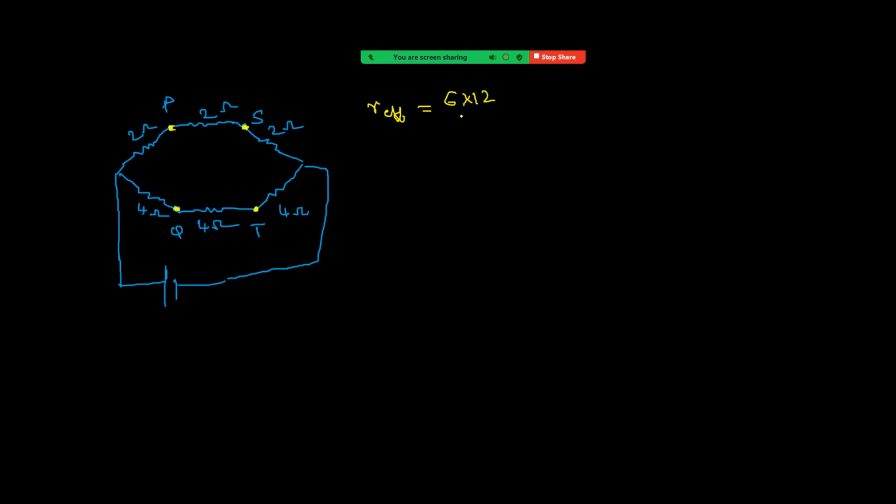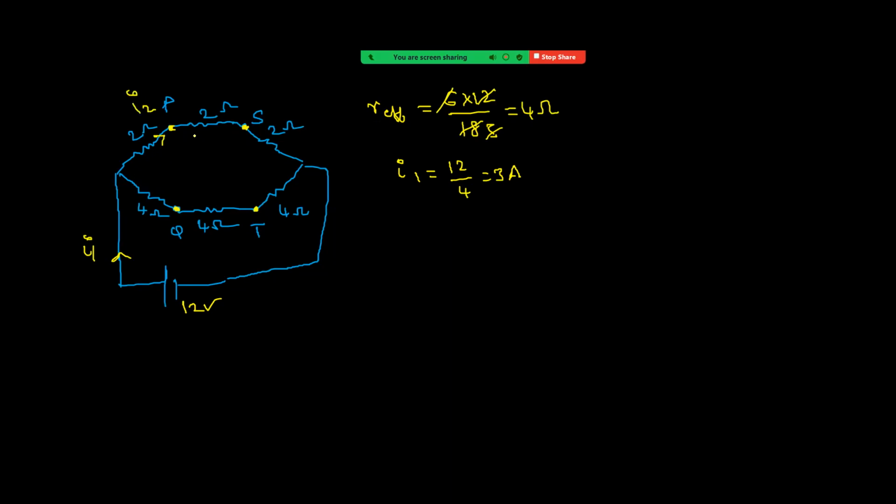6 into 12 by 6 plus 12. This is 3 times, and 3 here, 4 times. 4 ohm. That means the current, given as I1, is I1 equal to 12 volt by 4, that is now 3 ampere. Next, coming to here, it divides into two parts. And this current is given as I2.